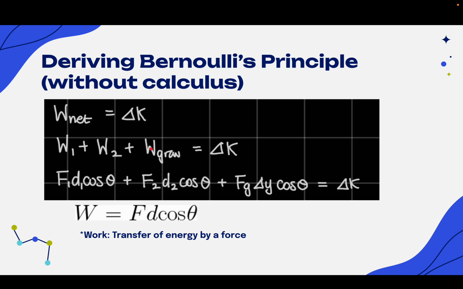Since the fluid goes upwards, it travels a vertical distance, and for that vertical distance, gravity must do work, because when the fluid goes up, the force of gravity puts work in. To better understand this concept, I will explain what work is in more detail. So we substitute this work 1 with this equation: F1 d1 cosine theta. And same for this. This is the change in height. And same for this.